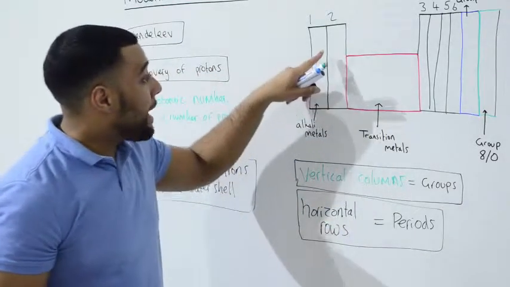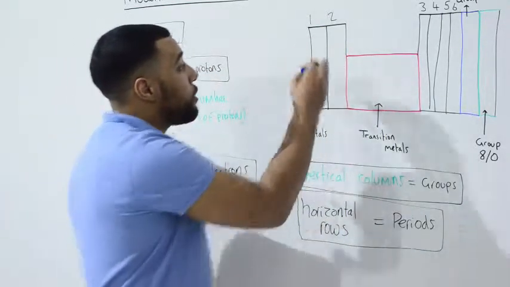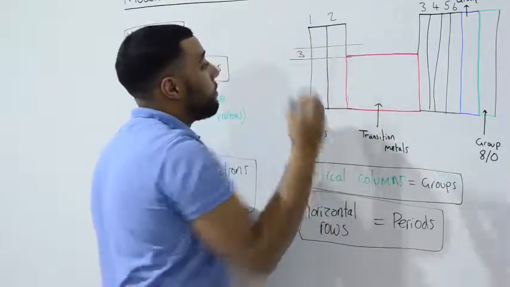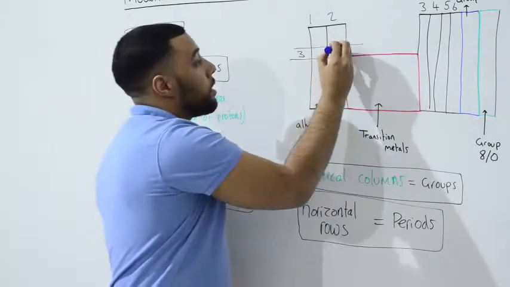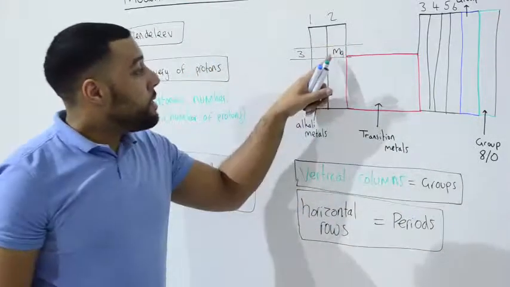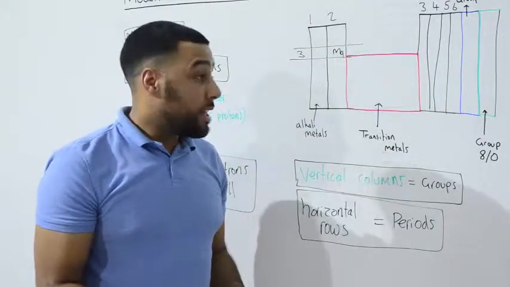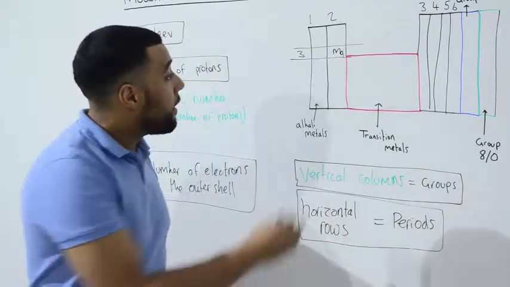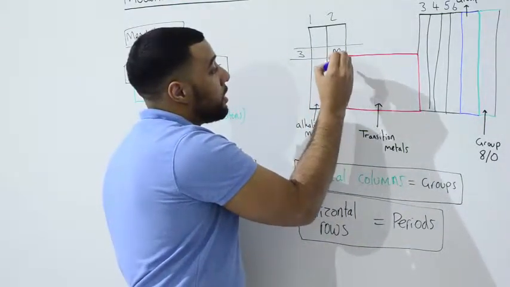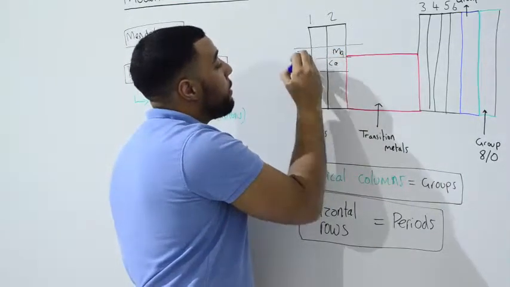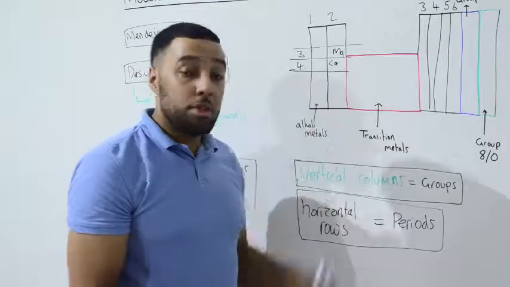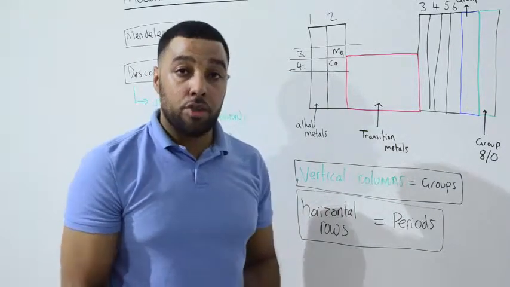For example, magnesium is in the third period, which means magnesium contains 3 electron shells. Calcium is in the fourth period, and that means that calcium has 4 electron shells.